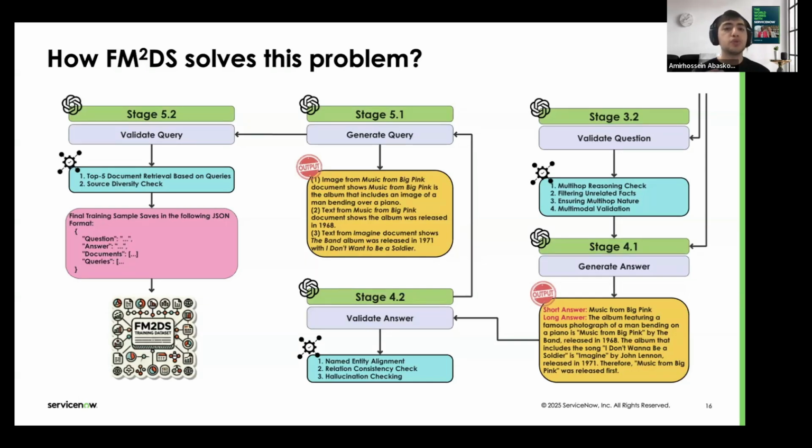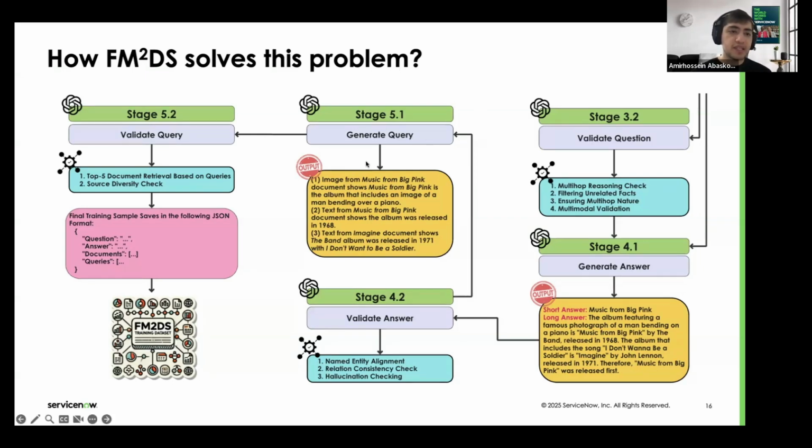In the next step, you should look for the time that the Music from Big Pink document shows the album was released, 1968, and then in the third part you should retrieve the information that the band's album was released in 1971. So you have all of this information and you can say which one came out sooner, or which one is older.